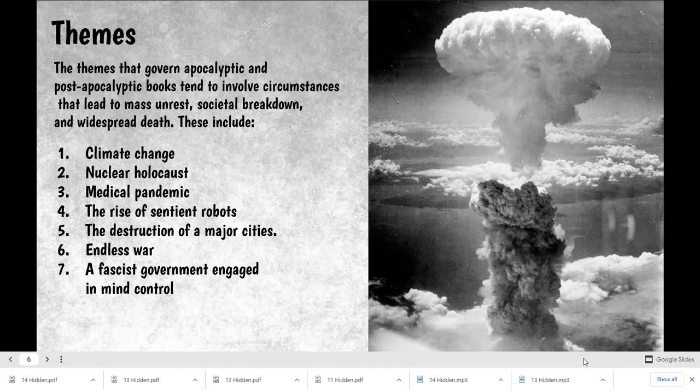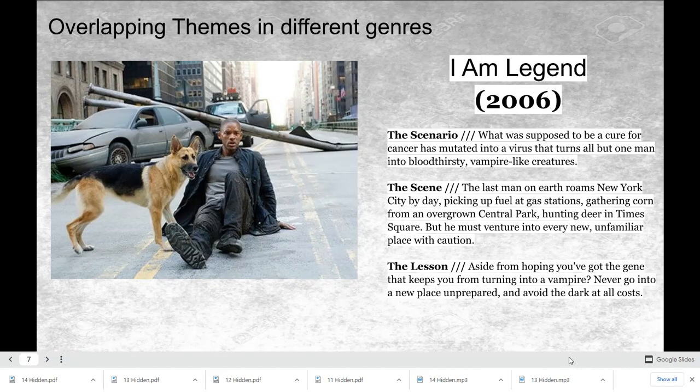So some common themes of post-apocalyptic novels. So mass unrest, where everything is kind of chaotic, the society has broken down, there might be widespread death, climate change, nuclear holocaust, medical pandemic, the rise of sentient robots, the destruction of major cities, endless war, or a fascist government engaged in mind control.